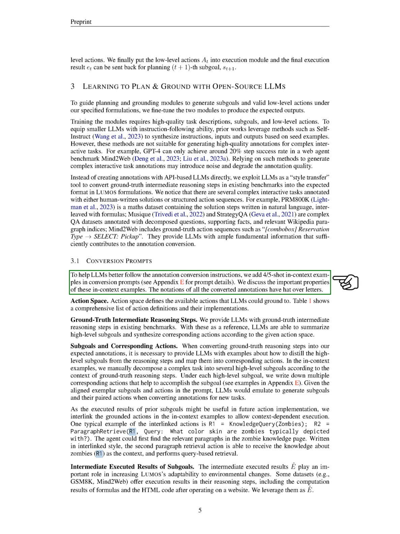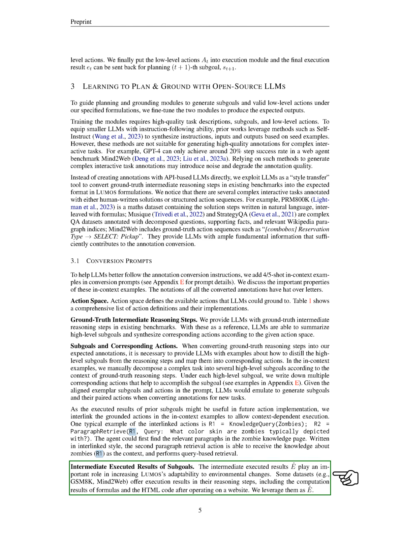To help LLMs follow the conversion instructions, we add 4 or 5 in-context examples in the conversion prompts. These examples have important properties that we'll discuss later. All the converted annotations are denoted with a hat over the letters. The intermediate executed results, denoted as E-hat, are crucial for increasing LUMOS's adaptability to environmental changes. Some datasets, like GSM-8K and Mind2Web, provide execution results in their reasoning steps. We use these as E-hat.